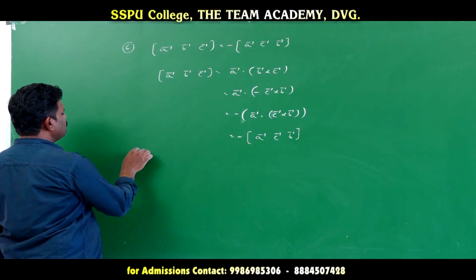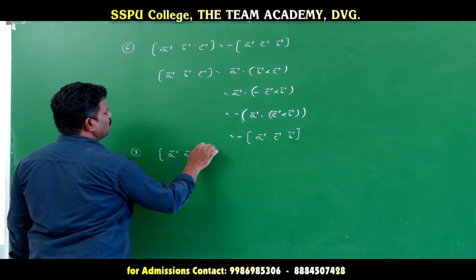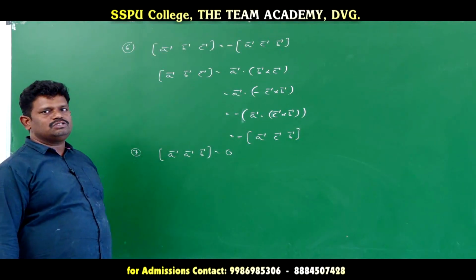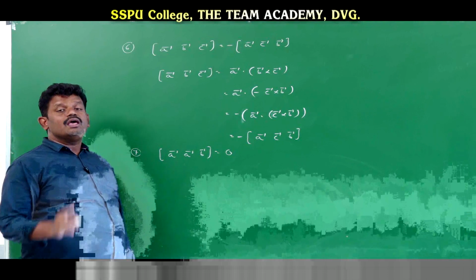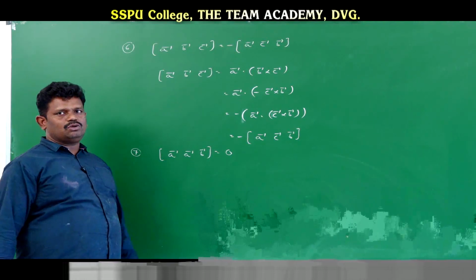Now another point to remember: box of a bar, a bar, b bar is equal to 0. Box of a bar, a bar, b bar is equal to 0. Why? Because here two vectors are the same. In any box, when two vectors are the same, that value is equal to 0.